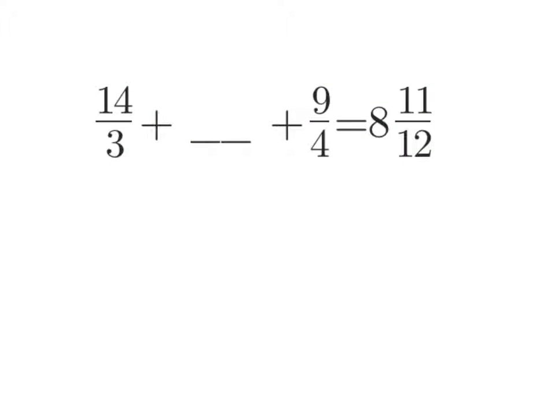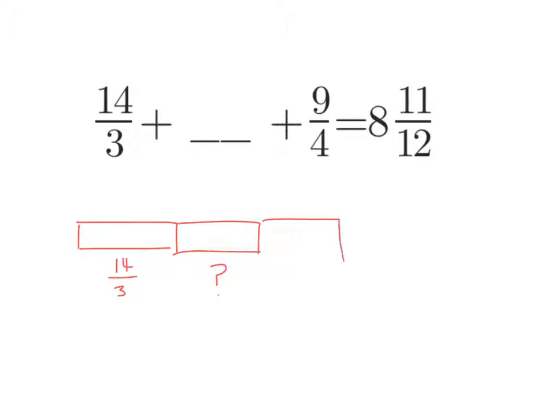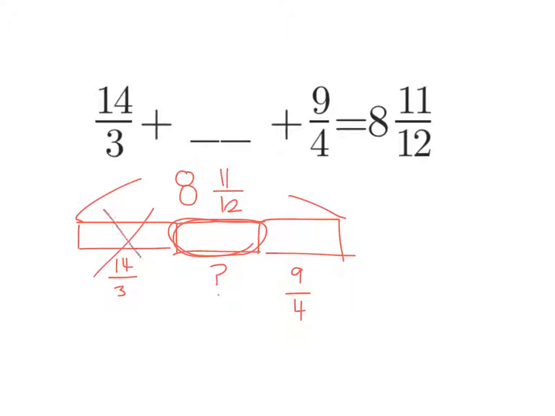So when we find a missing term like this, our job is to figure out what term fits there. So let me show you what's happening. It's saying I have 14/3 plus something, I don't know what it is, plus 9/4, and all together, that is 8 and 11/12. So what do I do? How can I find what this missing term is? I have to take the total, 8 and 11/12, and I have to subtract 14/3, and I have to subtract 9/4, and then would that help me find the missing piece?